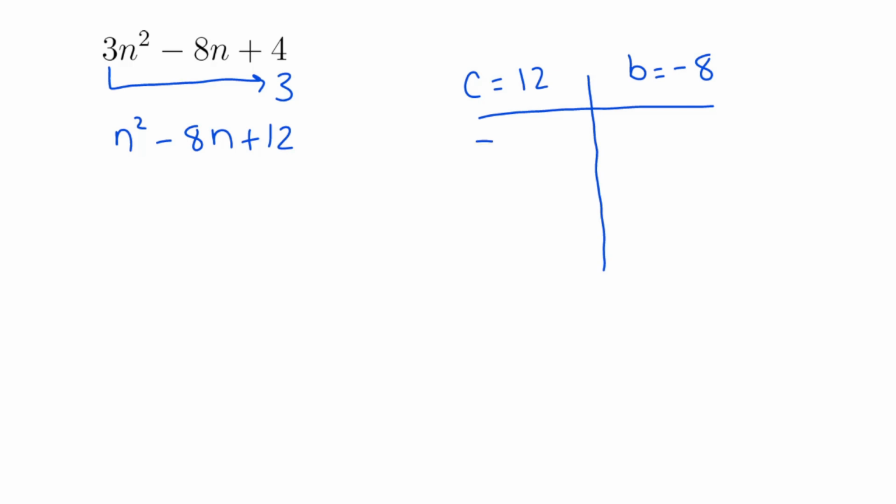Well, what about negative 1 times negative 12? Those two numbers do multiply to give me positive 12. But they don't add to give us negative 8. They actually add to give us negative 13. Okay? So we're not going to use these two numbers. Negative 1 and negative 12 don't work. What about, let's try negative 2 and negative 6. Do those two numbers multiply to give me positive 12? Yeah, they do. Do they add to give me negative 8?